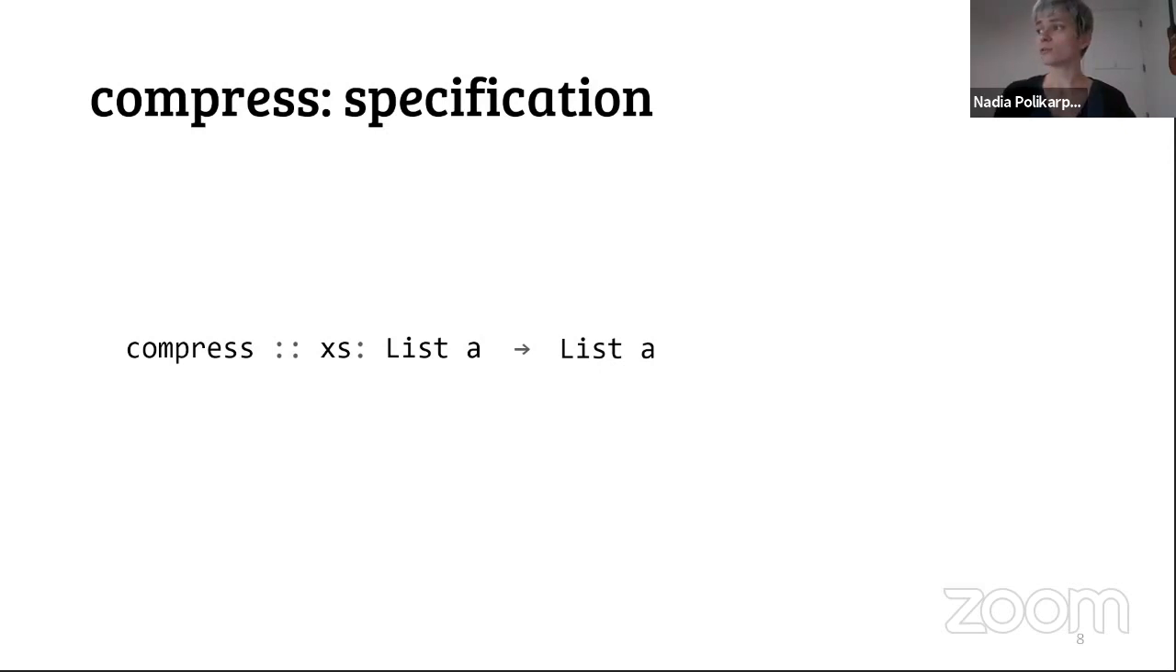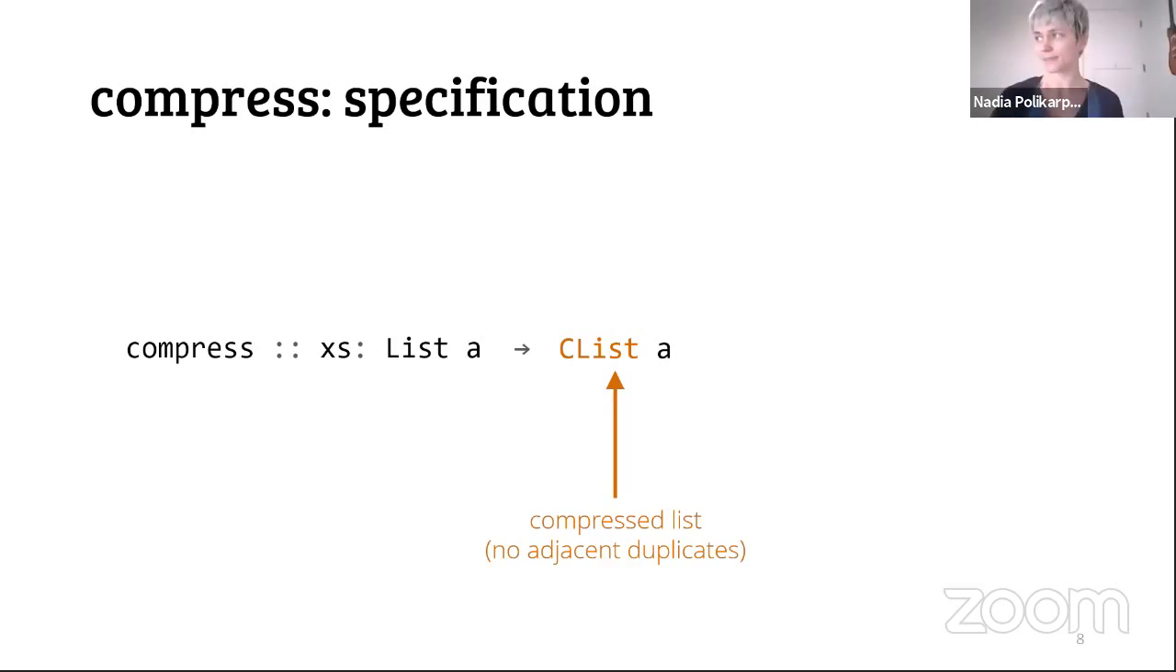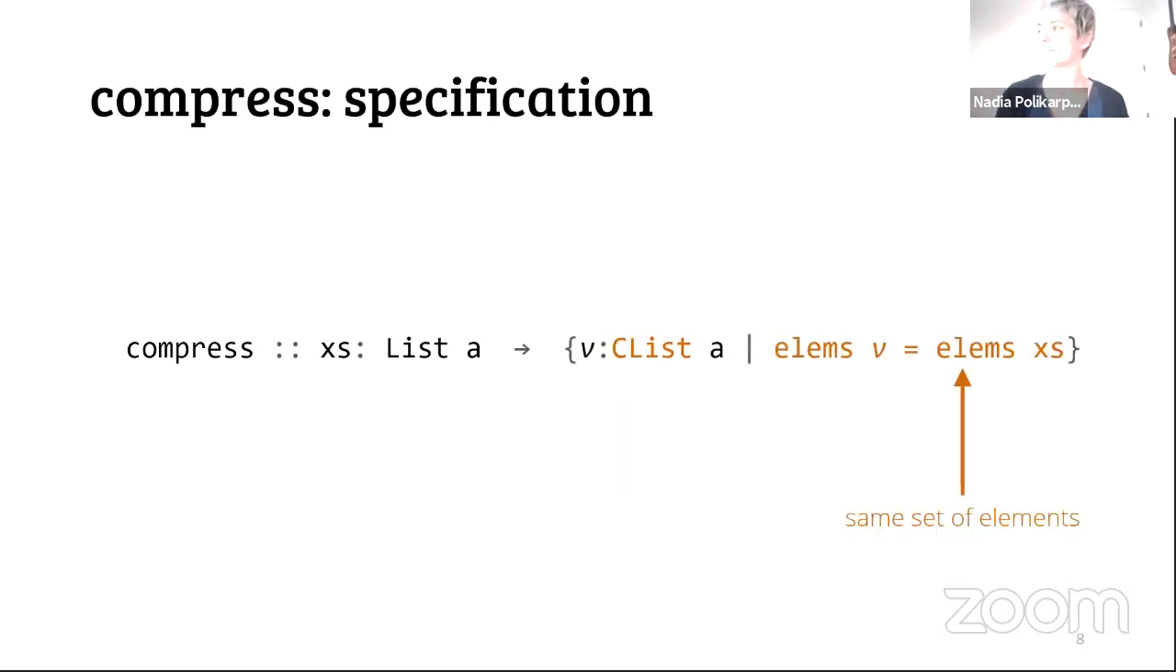And I'm not going to go into detail right now about how to describe this, but it turns out that with liquid types, you can define a separate data type that I will call CList for compressed list, which basically enforces that there are no adjacent duplicates in this list. And additionally, we can refine this return type with a little logical predicate that basically says that the set of elements in our return list should be the same as the set of elements in our input list.